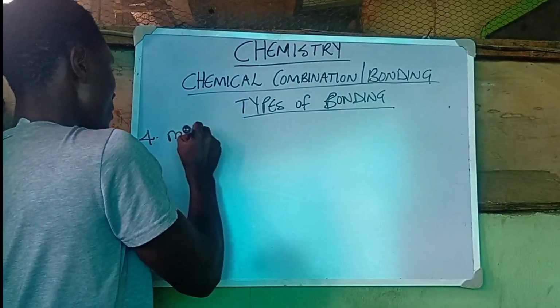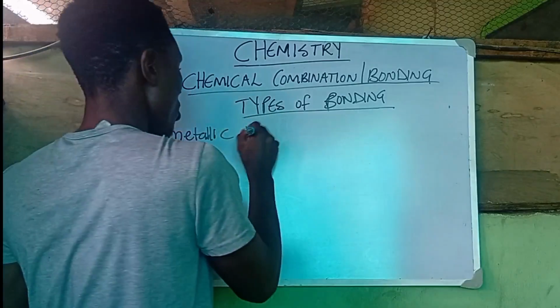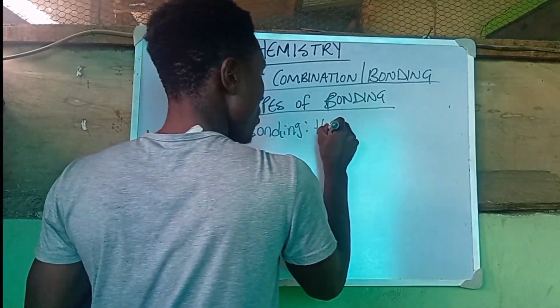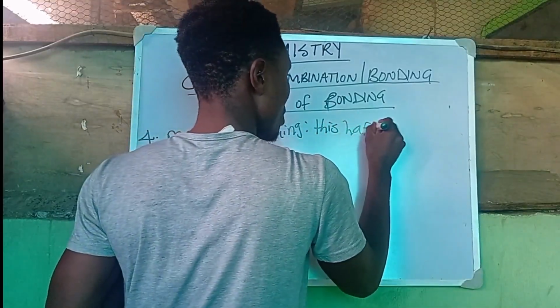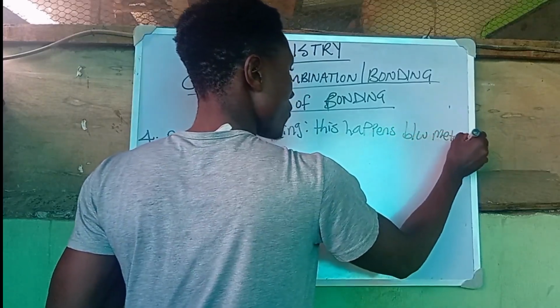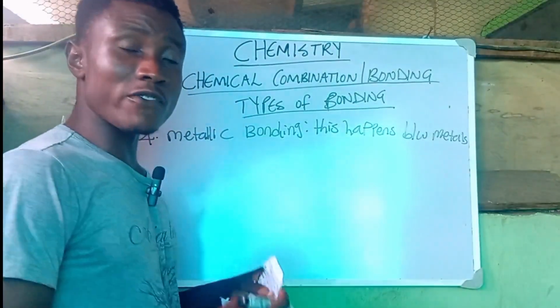We say metallic bonding. It's our metallic bonding. This happens between what? Metals. Please take note for you to see how this is going. This is very, very interesting.